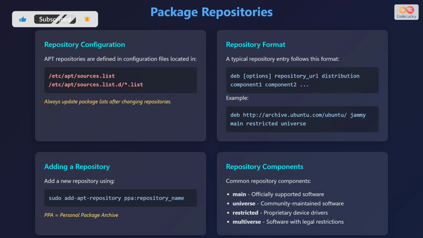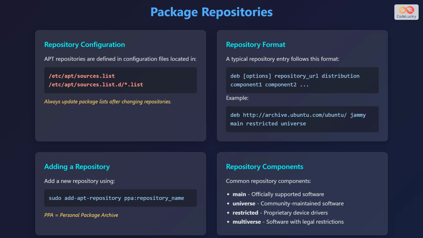APT repositories are defined in configuration files located in /etc/apt/sources.list and /etc/apt/sources.list.d/*.list. Always update package lists after changing repositories. A typical repository entry follows this format: deb [options] repository_URL distribution component1 component2 ellipsis. An example is deb http://archive.ubuntu.com/ubuntu jammy main restricted universe.